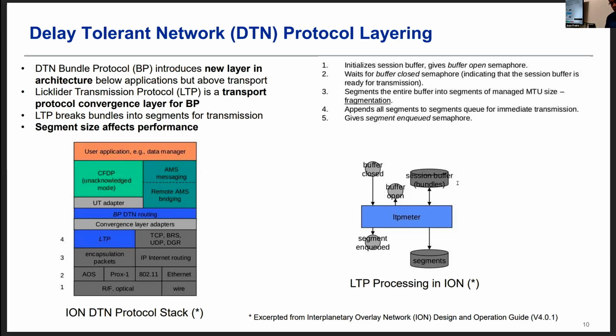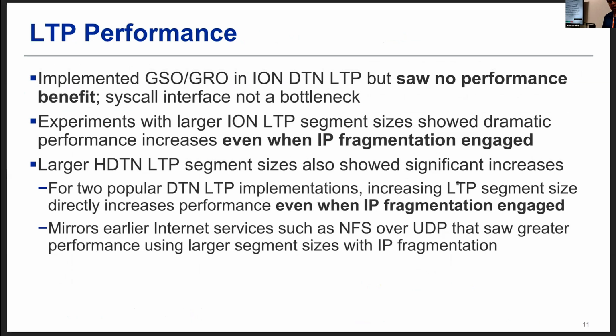That's the way segmentation works in LTP, in ION. So LTP performance: we implemented GSO, GRO in ION DTN LTP, but we saw no performance benefit from doing that. So the system call interface, at least in ION, is not a bottleneck.